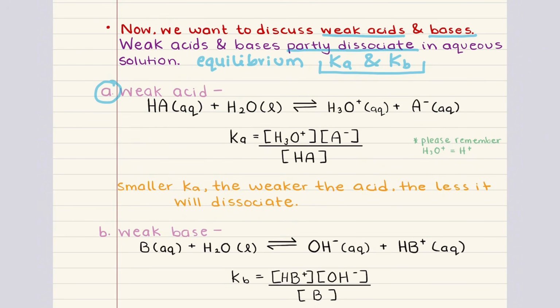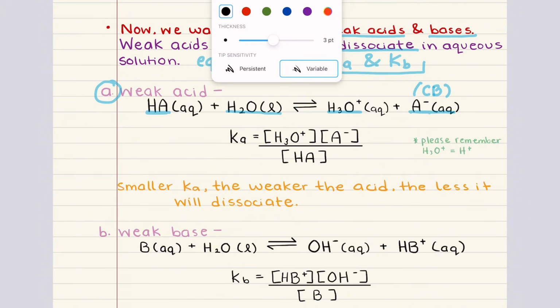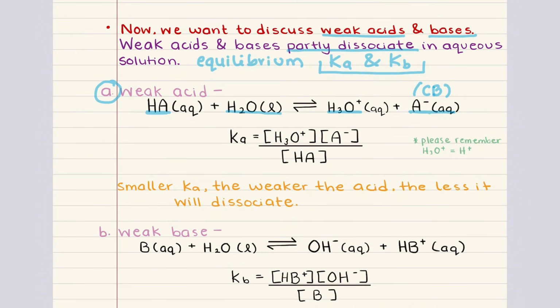Let's start with weak acids. If we write a generic weak acid as HA, it reacts with water to form hydronium ions, H3O+, and the conjugate base, A with a -1 charge. But unlike strong acids, the reaction doesn't go to completion. Instead, it reaches equilibrium, and we define the acid dissociation constant Ka to capture that balance.